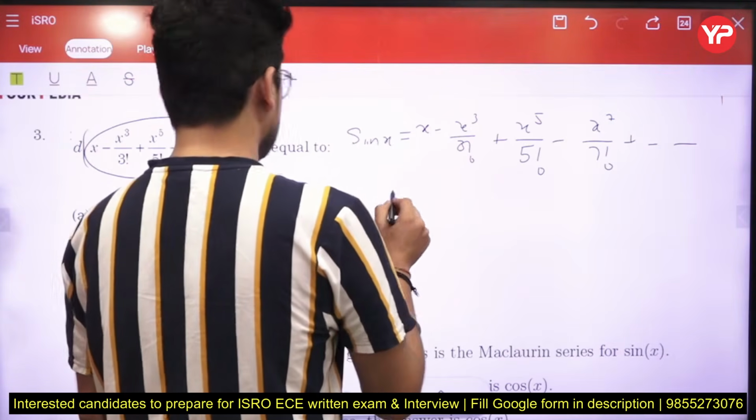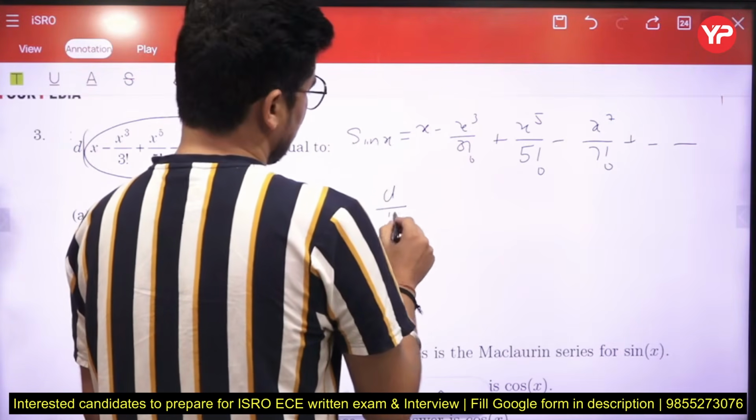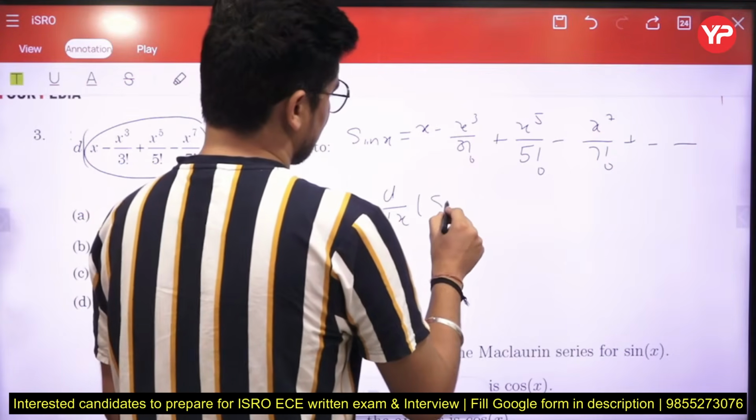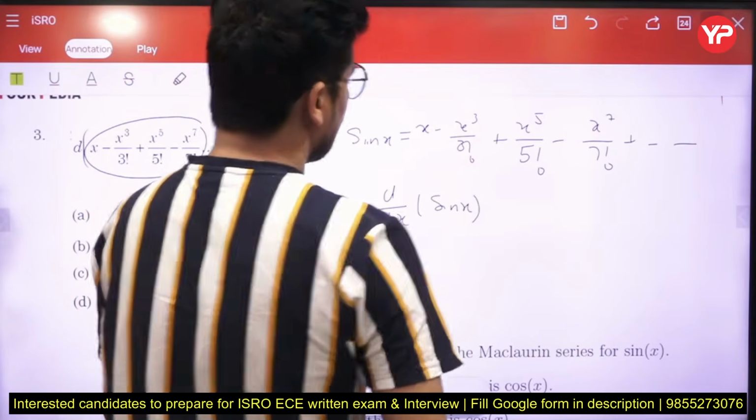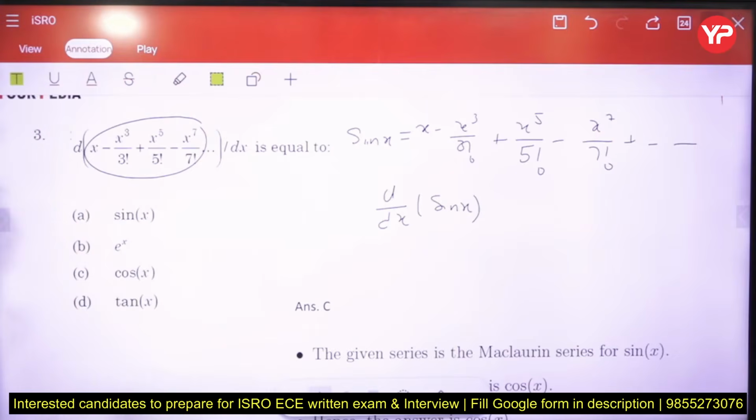So basically he is asking for the derivative of sin x. He is not giving it directly, he is giving that thing in the Maclaurin series or Taylor series expansion of sin x, or you can say the power series expansion of sin x. So when you take the derivative of sin x, that becomes cos x. So the answer will be C.